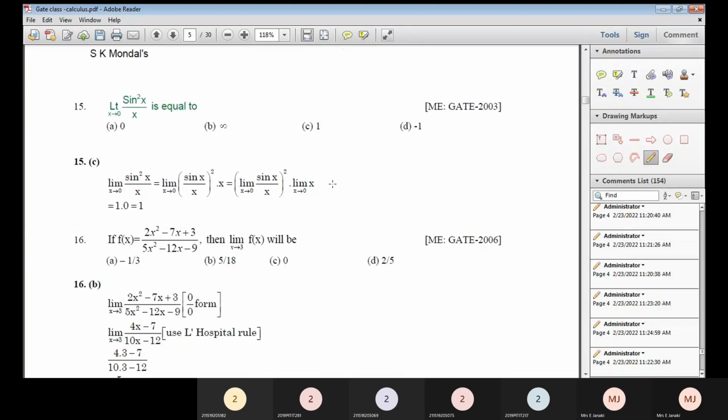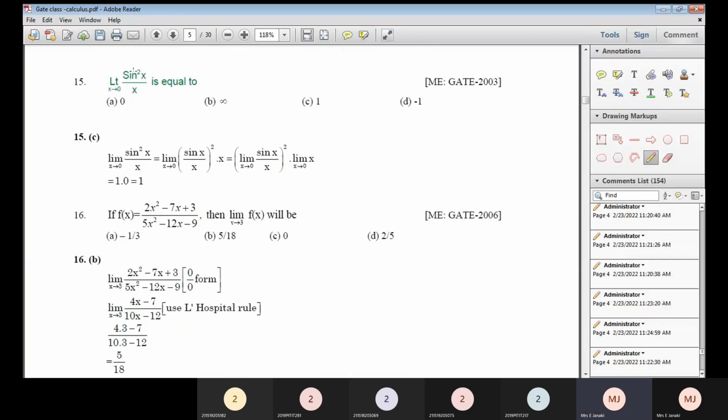And next, limit x tends to 0, sine square by x is equal to, yes, we cannot find the limit directly here, because we know only the formula limit theta tends to 0, sine theta by theta. Here the numerator has a square. Then what we have to do? Limit theta tends to 0, sine theta by theta equal to 1.